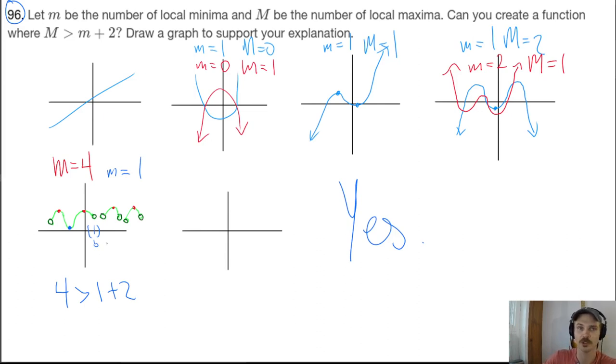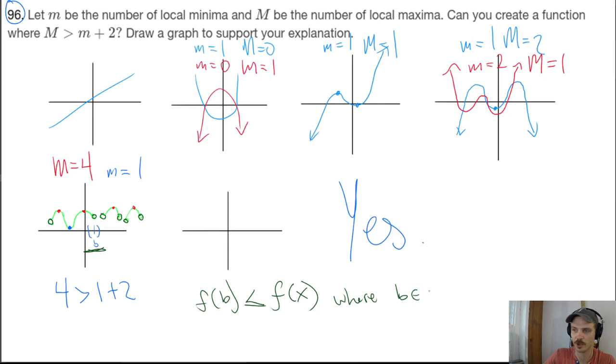Well, the definition of a local minimum is such that on this interval that I've constructed here, you need to have a value f of b, let's say, where, let me finish the statement, f of b is less than or equal to, I think, I can't remember exactly, I can look it up, all f of x, where x is in that neighborhood, this open interval right here. And that's not the case.